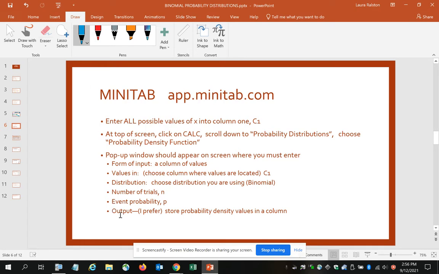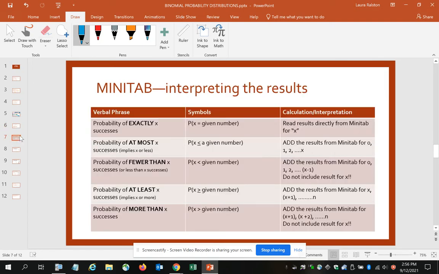And then for output, I prefer just to go ahead and store the answers in a column next to the one that I already entered. Now that's your choice as far as a preference. The other thing I'll mention is that it's going to calculate the individual probability values for each value of x. But that also opens up a world of possibilities where we can do an exact value, a less than, a greater than or equal to, less than or equal to.